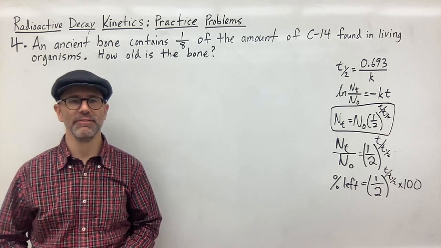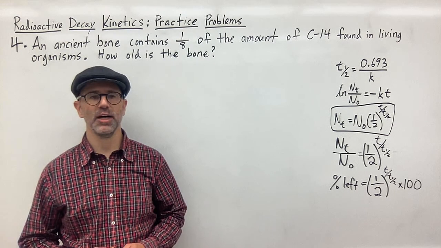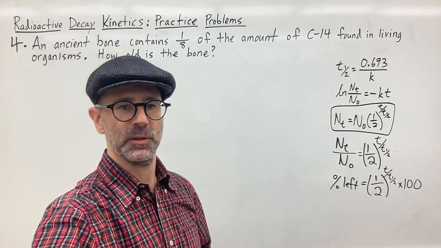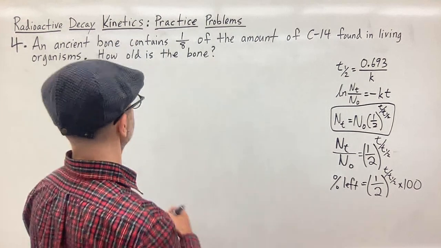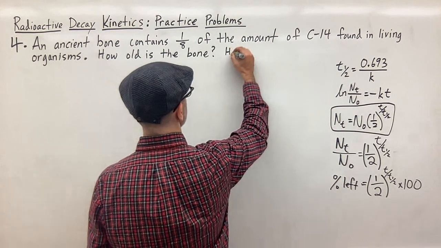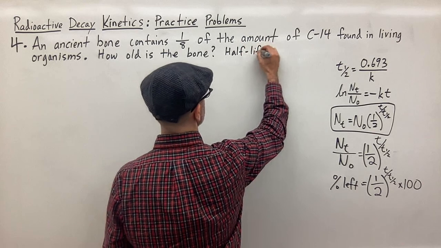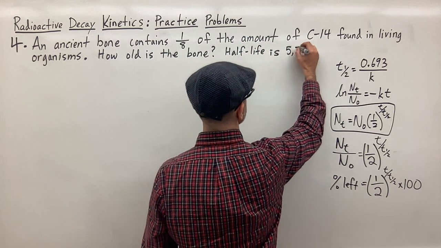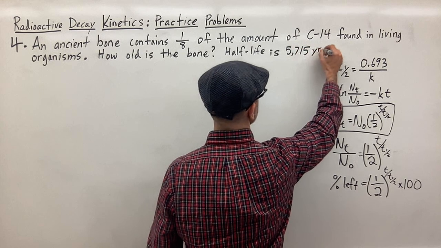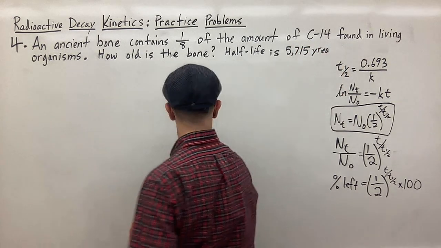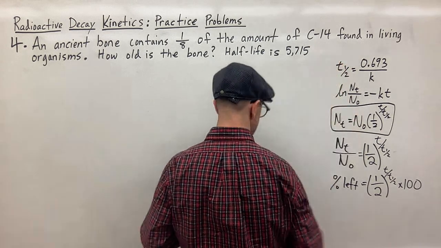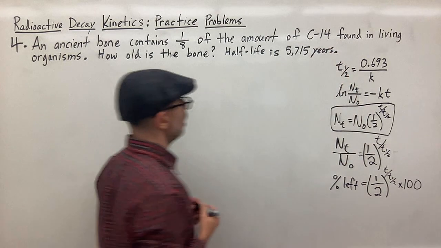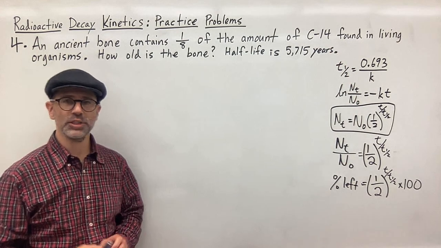First thing is we need to be given the half-life of carbon 14, and that is 5,715 years. So the half-life is 5,715 years. Okay, so how do you go about solving this problem?